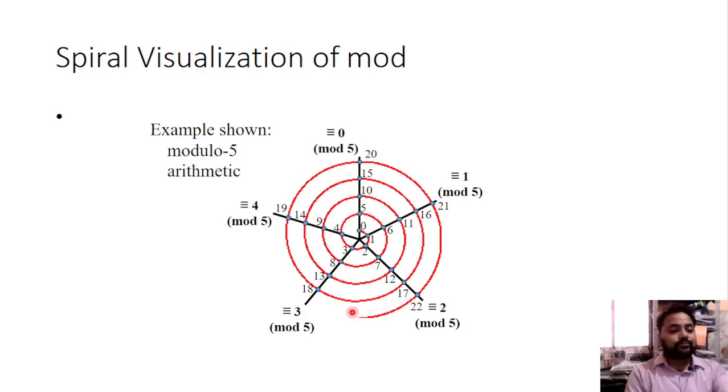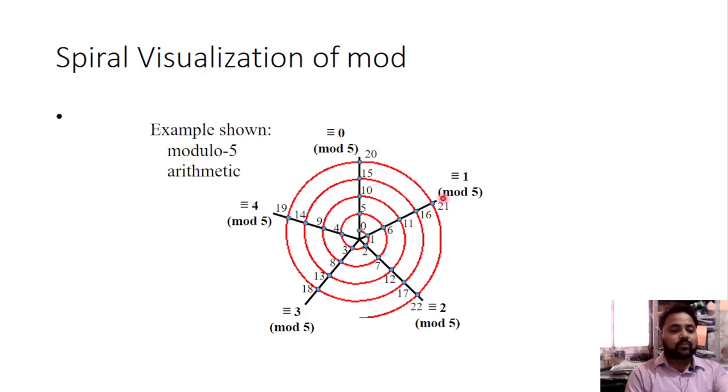So here we can see we have the points on the spiral path, like here 1, 6, 11, 16, 21, same here 2, 7, 12, 17, 22, same here 3, 8, 13, 18, same here 4, 9, 14, 19, same here 0, 5, 10, 15, and 20.